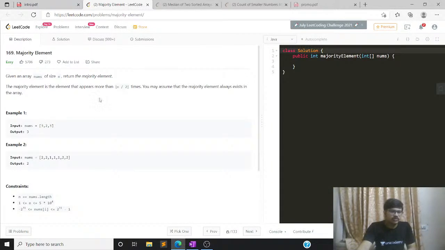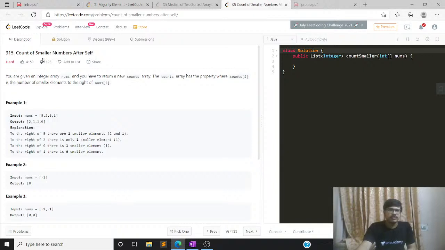These problems you can also find on LeetCode, like majority element, count of smaller elements after self. You can find them on LeetCode. Just search on LeetCode and you will find them there also.